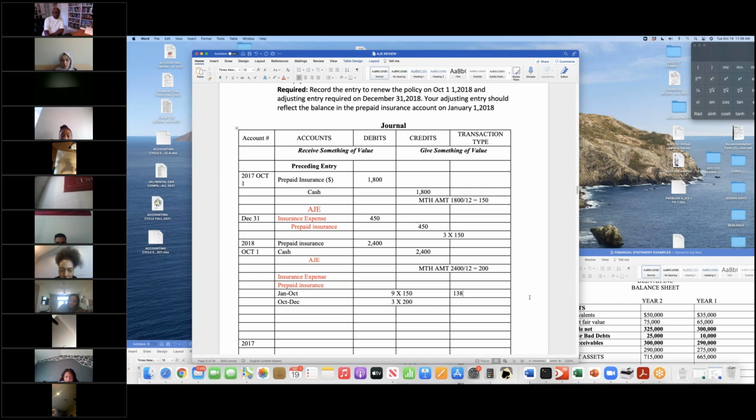So 9 times 150 is how much? I got 1350. Okay, let's go with 1350. 3 times 200 is what? 600. And we simply are going to add those two numbers together for our AJE. So it will be how much? 1950. That's prepaid insurance. Are there any questions?